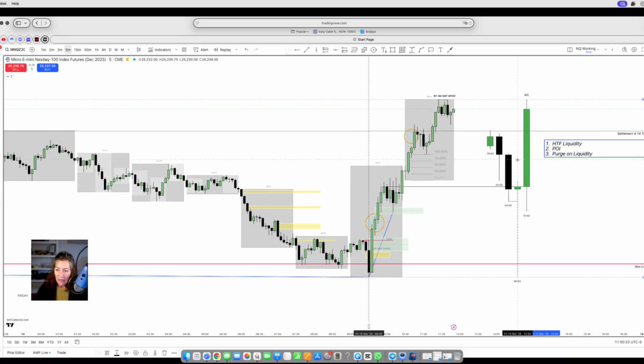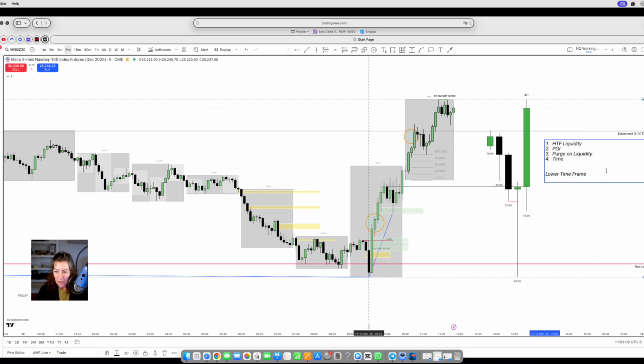So did we have that? Yes, we had a higher time frame purge on liquidity, on the hourly chart, and we purged November low. So that is our point of interest. We had the purge, and then we need time. What time did that happen? That happened at 9:30. On the lower time frame, now we have those checkboxes on 1, 2, 3, 4.